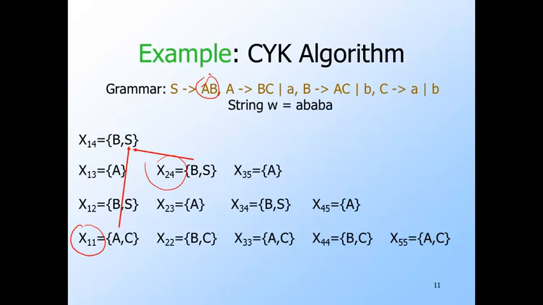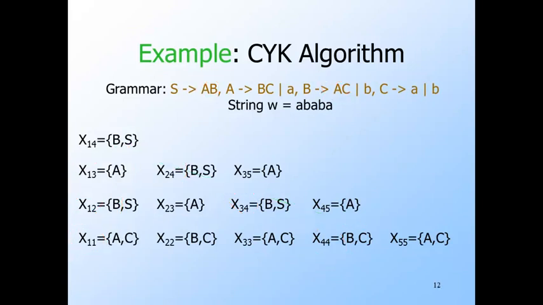Now we move up the column to x12 and down the diagonal to x34, but pairing B or S with B or S doesn't give us any right sides. So we proceed up the column to x13 and down the diagonal to x44, and we pair A with B or C. AC is a body, and it justifies our putting B into x14.